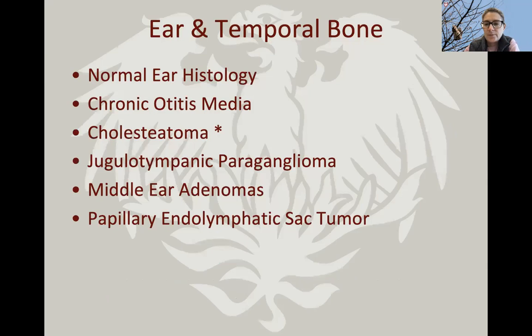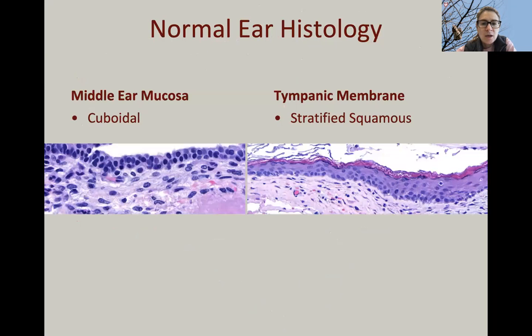Okay, moving into the ear and temporal bone. So there's not too much going on in the ear, at least from a pathologic standpoint, but we do see some of these lesions, so we will talk about them. The normal histology of the middle ear is this very nondescript cuboidal epithelium. The histology of the tympanic membrane is this very thin stratified squamous epithelium with keratin. So on the left, cuboidal, on the right, stratified squamous.